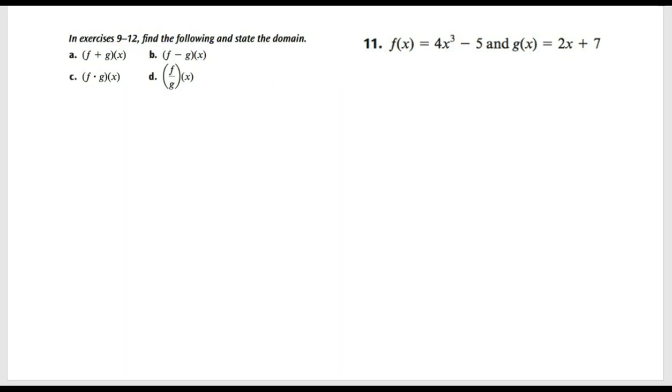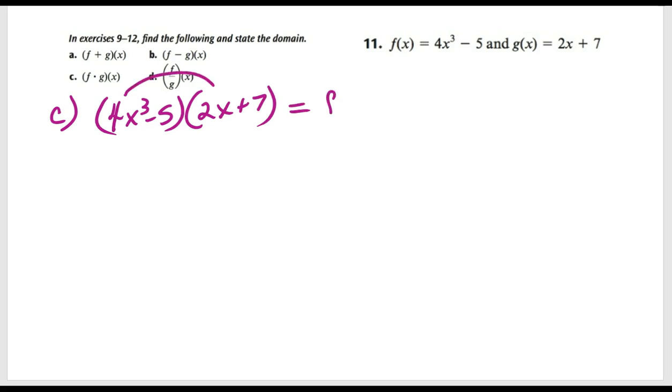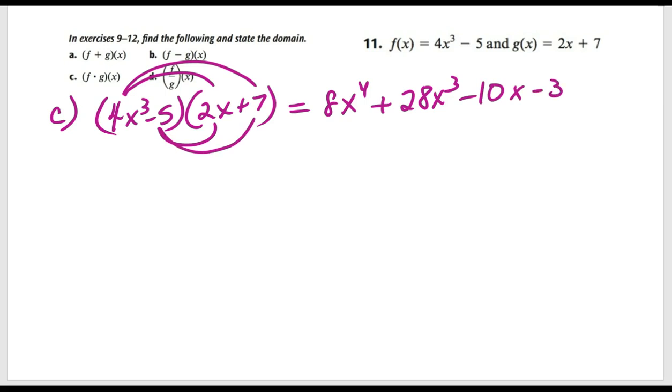Part C asks us to multiply the two functions. So we're strictly going to multiply them. Function f of x and function g of x. So I'm going to get 8x to the fourth plus 28x cubed minus 10x minus 35. And I look for any like terms, which there are none. And once again, our domain is the same, addition, subtraction, or multiplication, once we've discovered it. But for division, it's different.